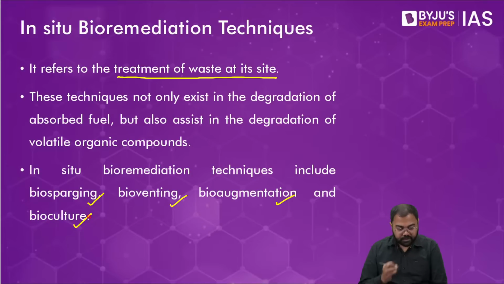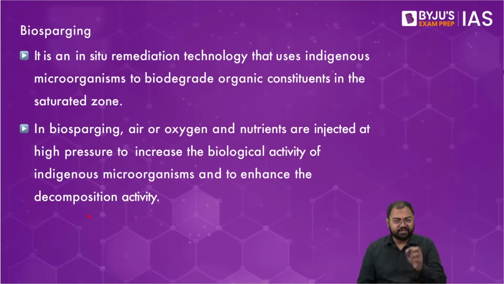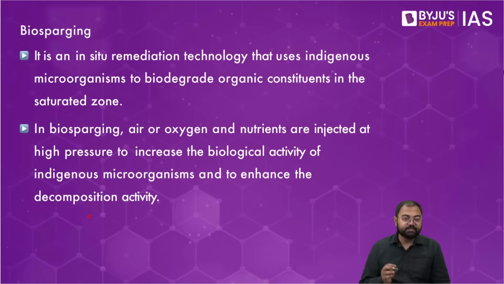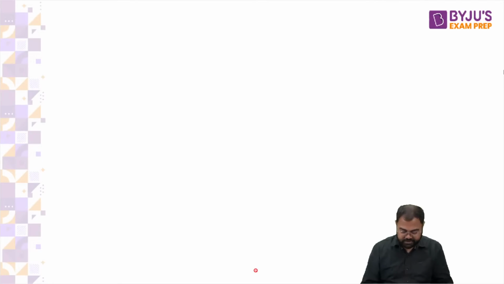Now, we'll try to understand what these techniques are. There are two important techniques that we have to learn here. One is called biosparging, and then the second one is called bioventing. So what do we mean by biosparging and what do we mean by bioventing? We'll try to understand that. The first technique is biosparging. Both these techniques, biosparging and bioventing, are very similar techniques, and there are small differences between them. So let's try to understand what the differences are and what is biosparging versus what is bioventing.